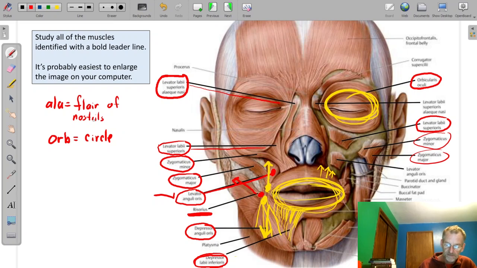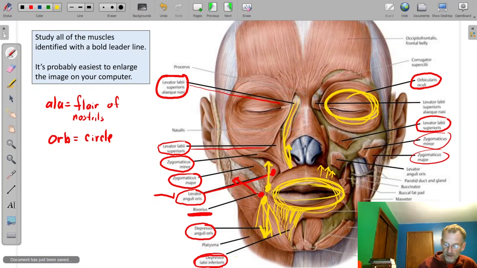And nasi for nose. So it's this muscle. And what's it going to do? It's going to raise the lips, right? So it's the Levator Labii Superioris, Alaeque, watch the spelling, and nasi for nose.